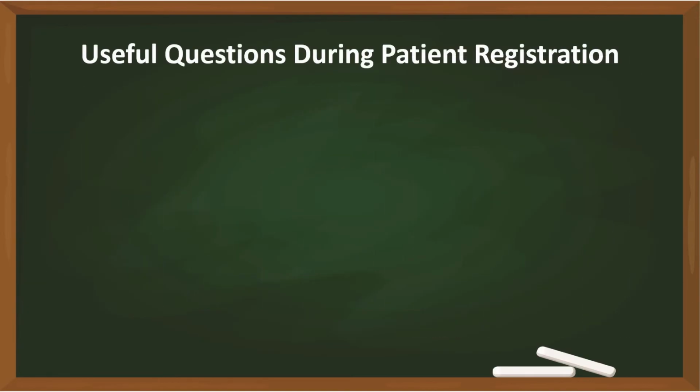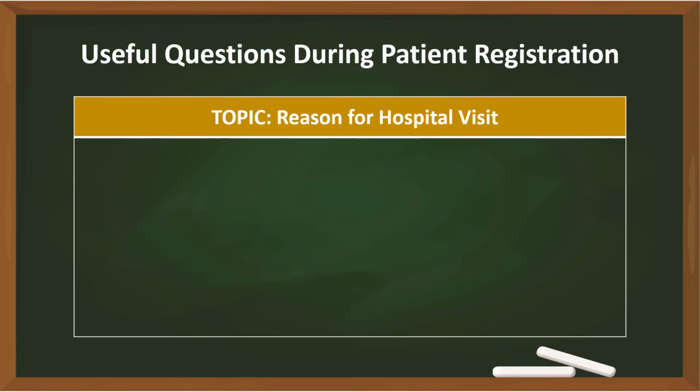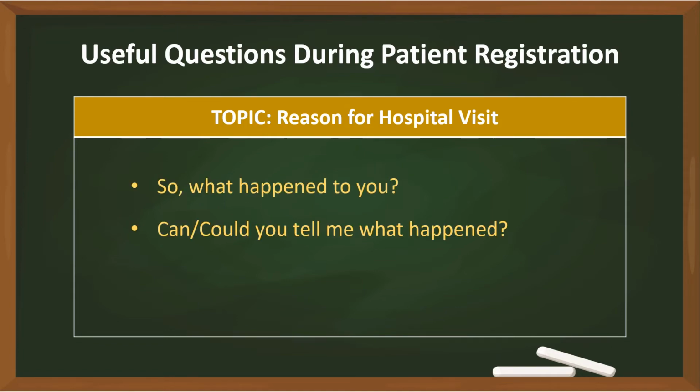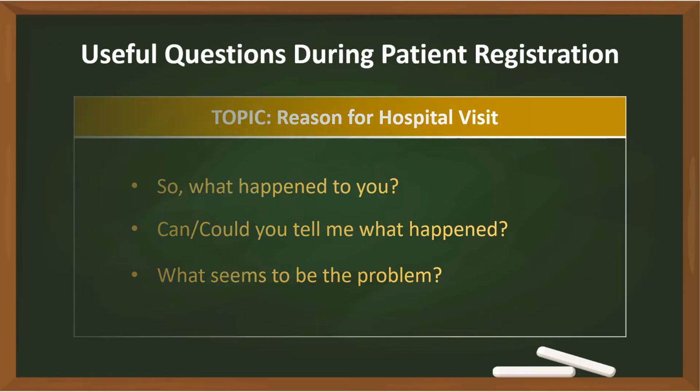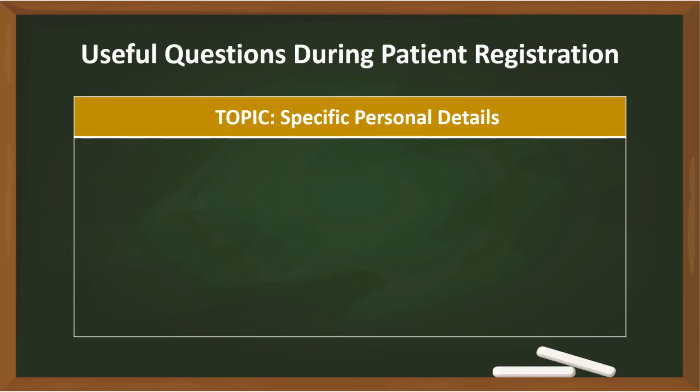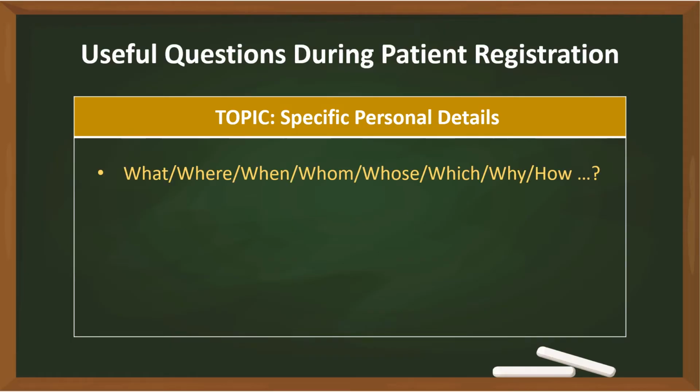Let's take a closer look at the various questions that the nurse asked the patient in the dialogue, along with some alternative questions. Here are useful questions about the patient's reason for visiting the hospital. So, what happened to you? Can you tell me what happened? What seems to be the problem? To inquire about specific personal details, we can ask questions that begin with what, where, when, whom, whose, which, why, or how.